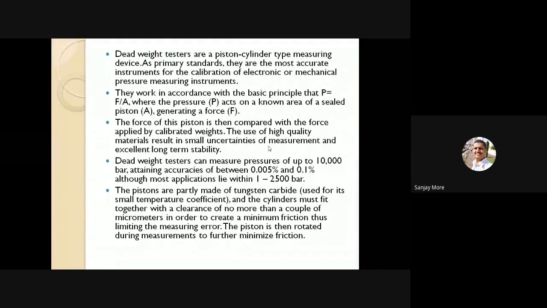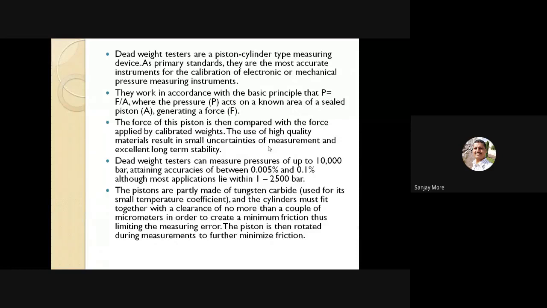It can measure pressures up to 10,000 bar, attaining accuracies of between 0.005% and 0.1%, although most applications lie within 1 to 2500 bar.